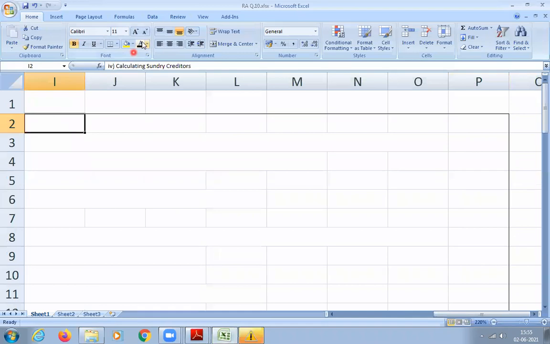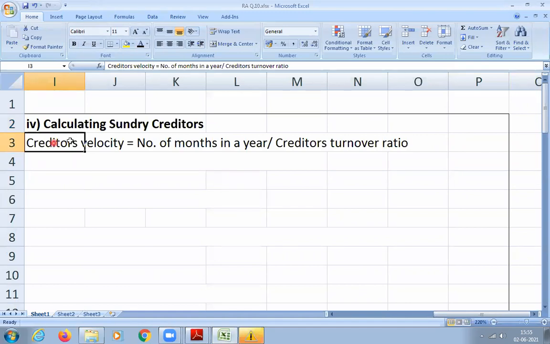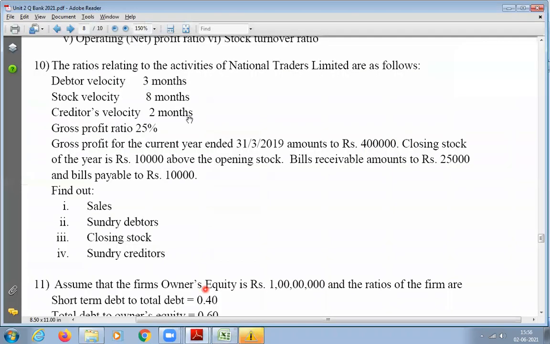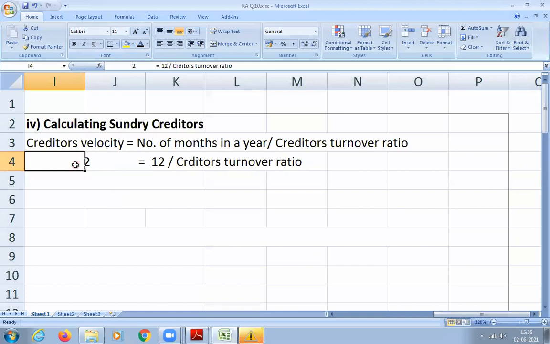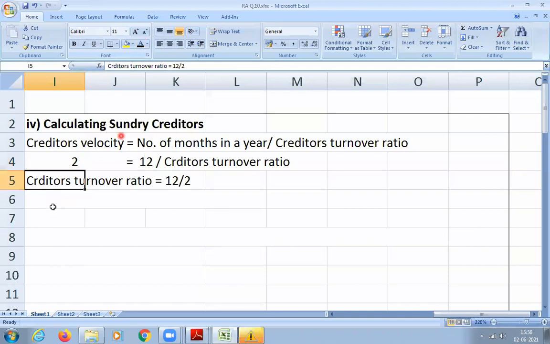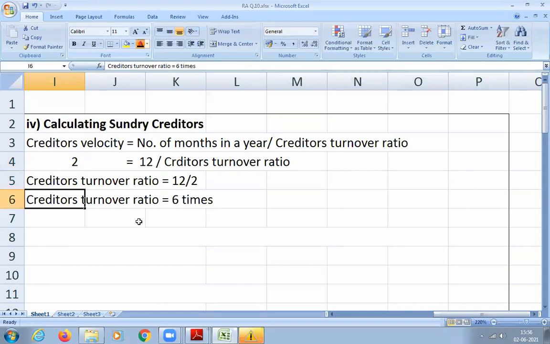So we have to calculate sundry creditors. We know that creditors velocity is nothing but number of months in a year divided by creditors turnover ratio, CTR. How many months has he given us? 2 months. We already know from kindergarten that number of months in a year is 12. So write 12 months divided by CTR. How much will CTR be? 12 divided by 2 is 6 times. So we got 6 times.